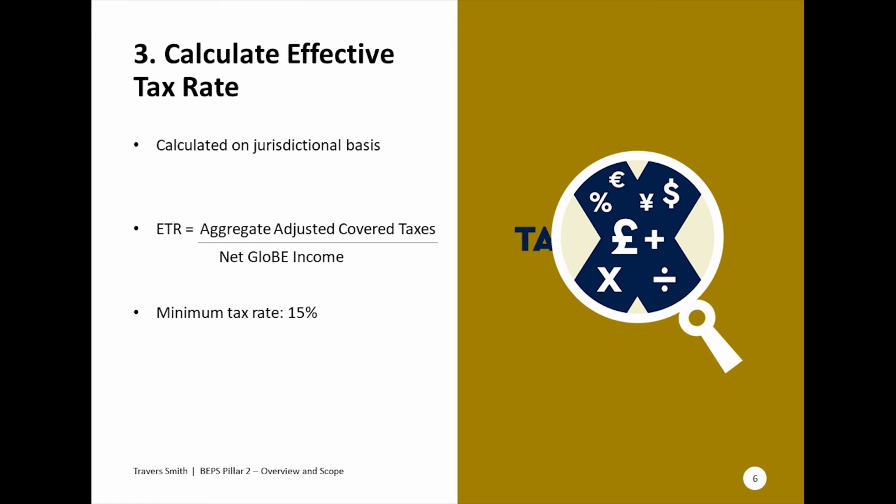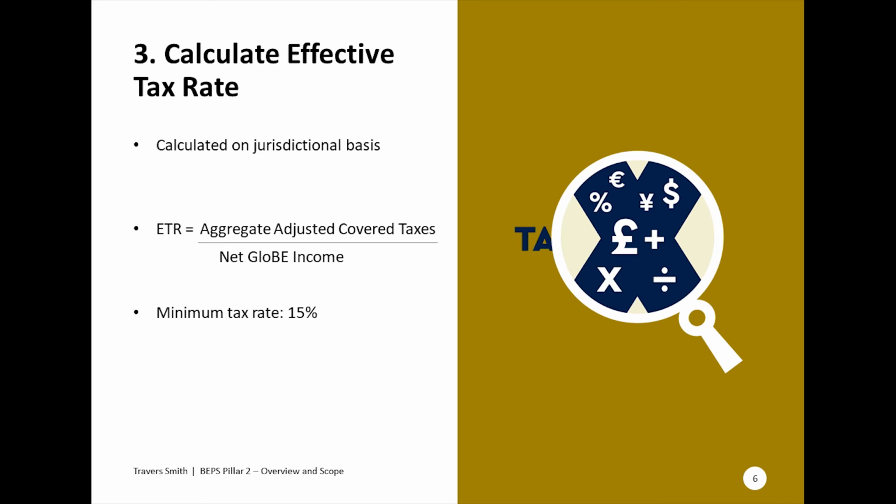The next step is to calculate the effective tax rate for the jurisdiction. This is calculated on a jurisdictional basis. So what you do is add together the GloBE income or loss for each constituent entity in the jurisdiction that you calculated in step 2. Then you add up the covered taxes figure that you calculated in step 2 for each constituent entity in the jurisdiction.